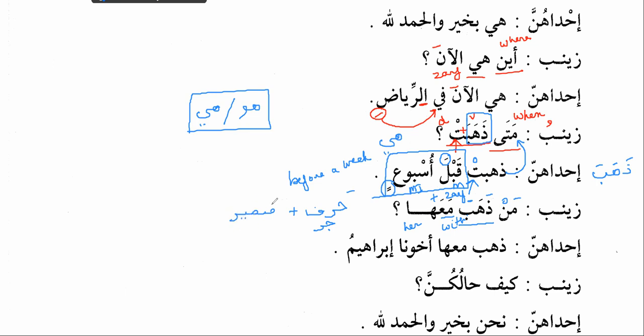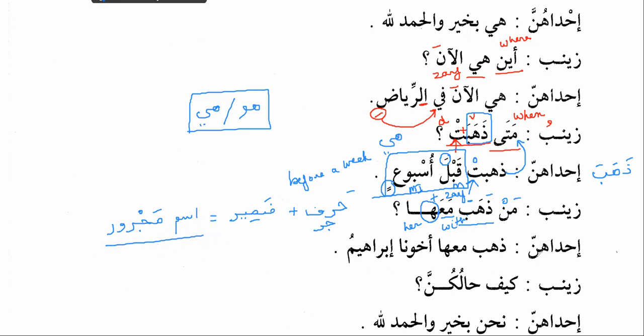So anything with harf jar will be called... what is the position of this damir? This damir will be called ism majroor. These are all from the Arab rules. The damir is in the position of ism majroor because it is coming attached with the harf jar, or it is coming after the harf jar. That's why it is in the position of ism majroor.